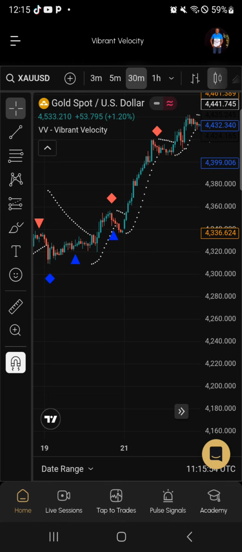The strongest among the others here is the blue dots, while the second one is the blue triangle, and the third one is the blue diamond, as the case may be. So that is it for the swing traders.